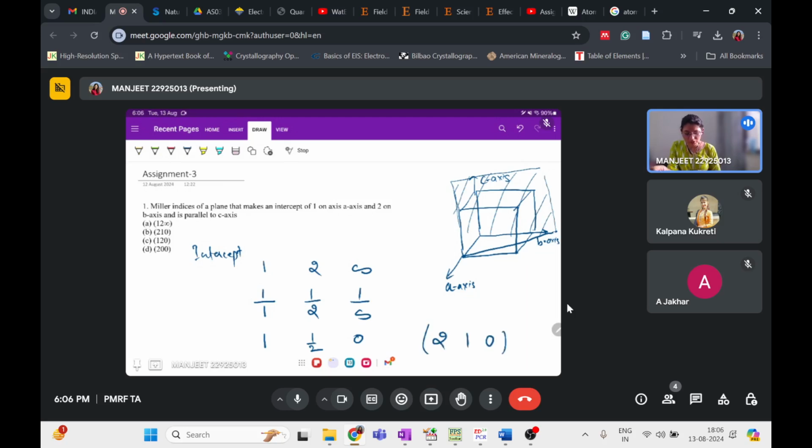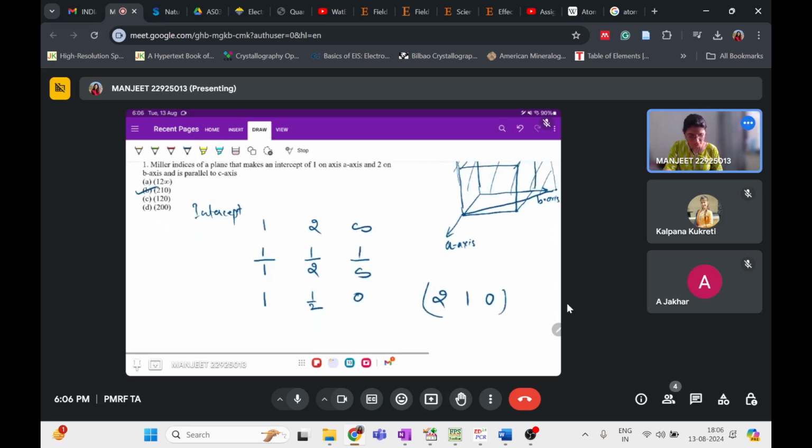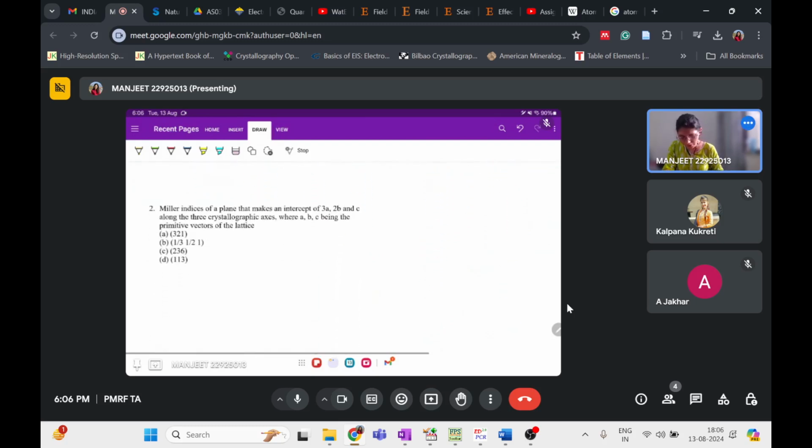So the Miller indices of the plane that has an intercept 1 on the a-axis, 2 on the b-axis, and is parallel to the c-axis will be 2, 1, 0. So B will be the right answer for this one. Let's move to the next question.